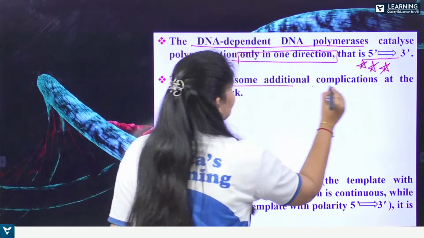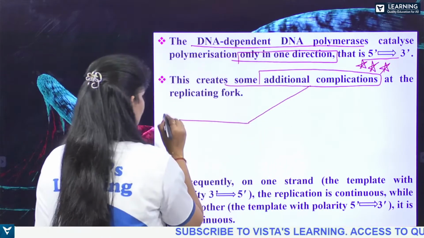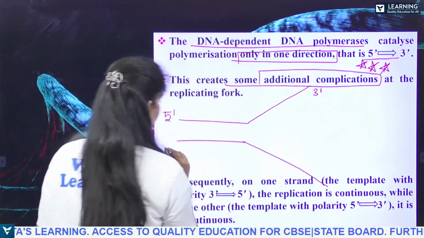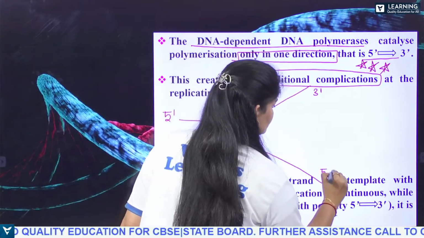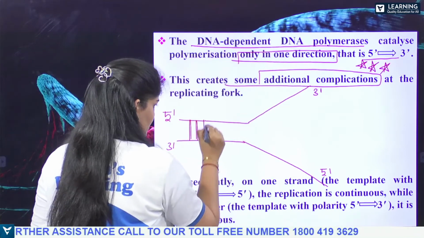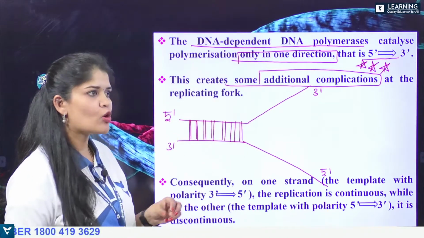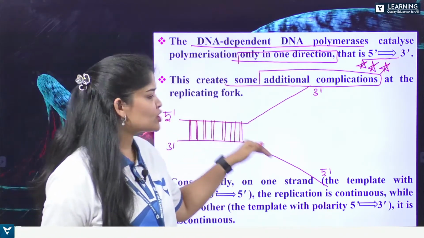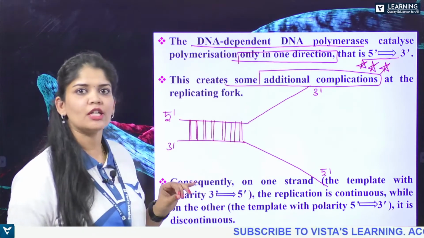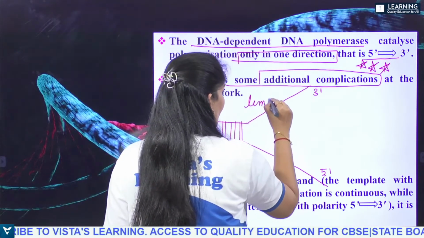This creates some additional complications. What is that additional complication? See, this is double-stranded DNA. Here we can see hydrogen bonds. After this point, the hydrogen bonds are broken and it leads to the formation of single strands, because it needs to undergo DNA replication. And this is the point we can call a replication fork.